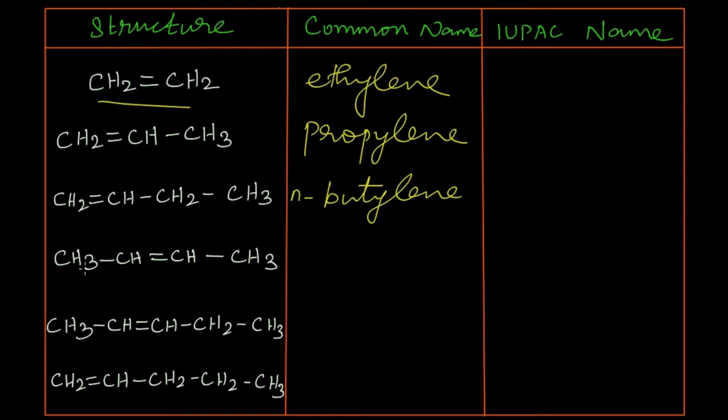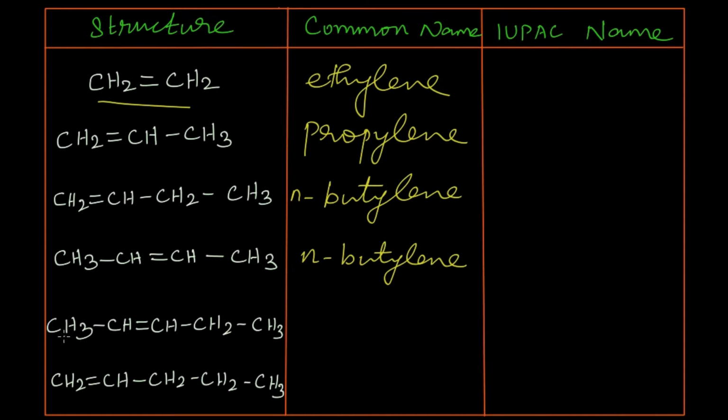And this one, how many carbons are here? 1, 2, 3, 4. So straight chain. For straight chain N, 4 carbons, so the common name is butylene. For the above compound and this compound, both common names are N-butylene, but the structure is somewhat different. So in order to overcome this difficulty, IUPAC named them in a common manner worldwide, which we will see later.